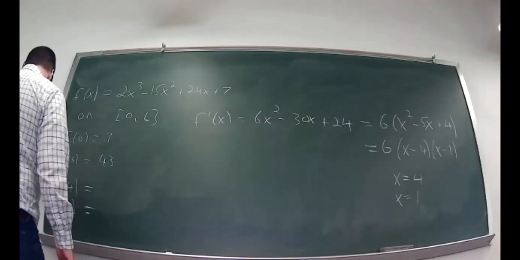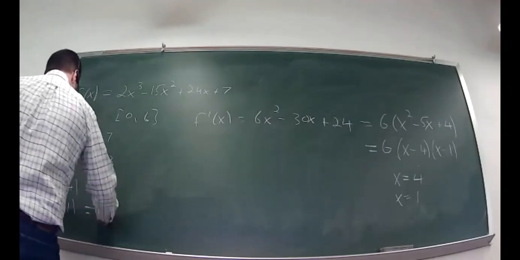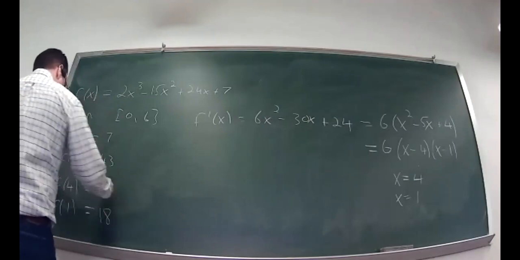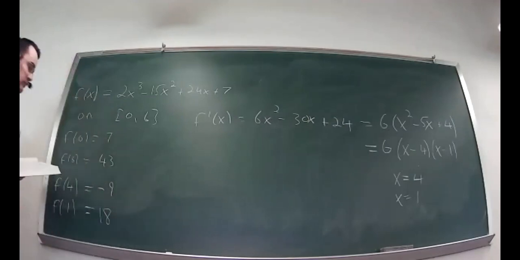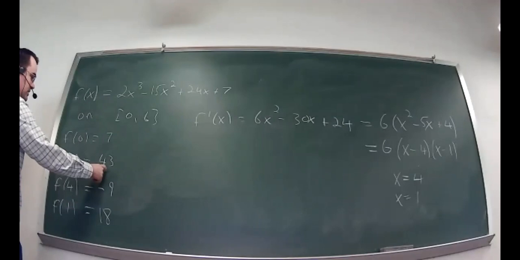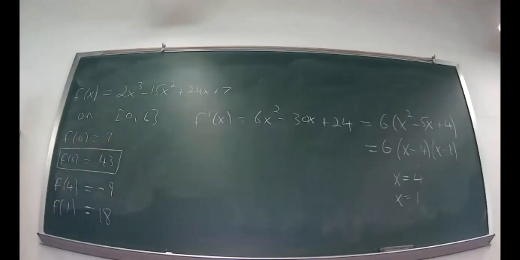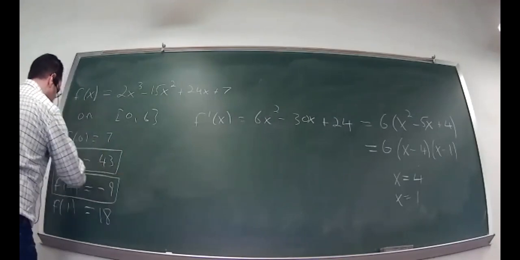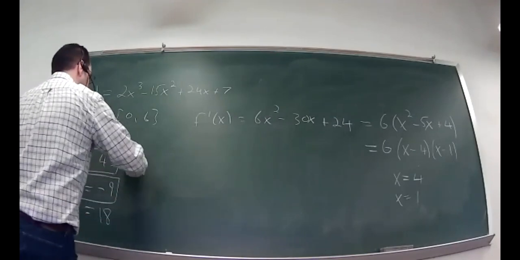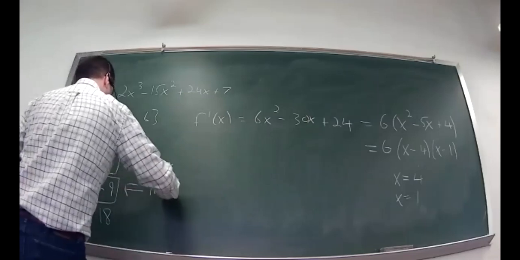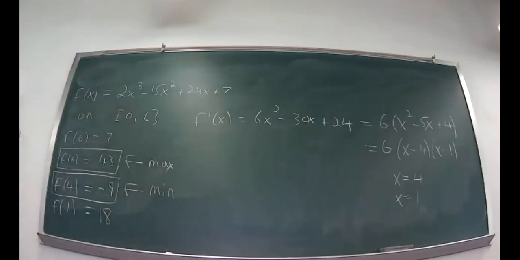And so we're getting f of 1 is equal to 18, and we are getting f of 4 is equal to -9. And so what you are concluding here is which number is the biggest, 43, and which number is the smallest, -9. So this one is the absolute max, and this one is the absolute minimum.